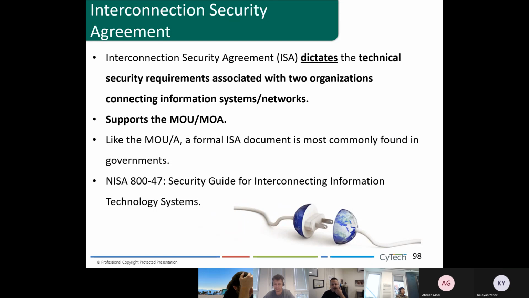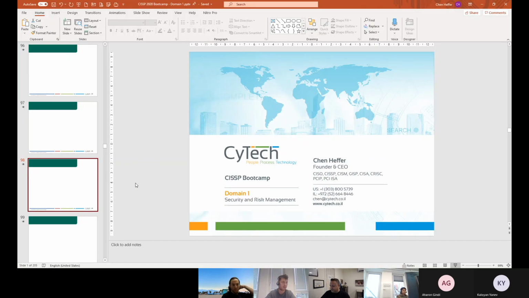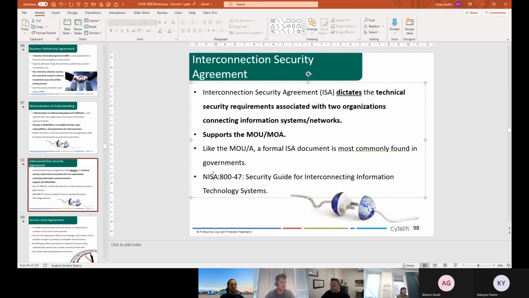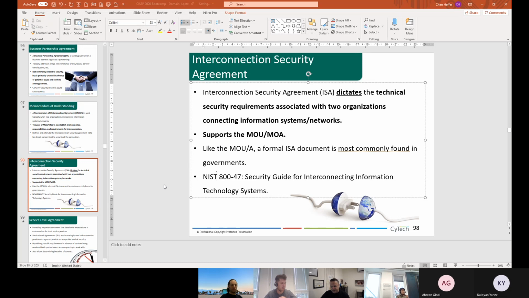Interconnection security agreement means that we now want to connect two areas of technologies together and we create this agreement for the two parties. The two parties can be from two different organizations, but can also be from the same organization if you're talking about a big organization. So here, let me just correct this. It's not NISA, it's supposed to be NIST.